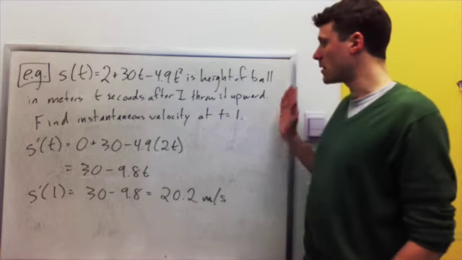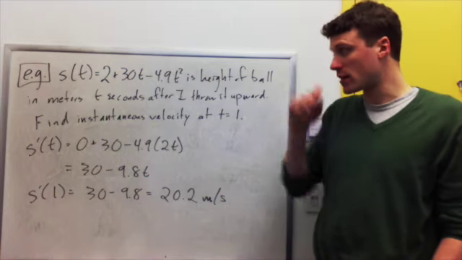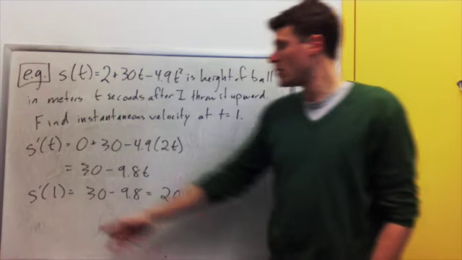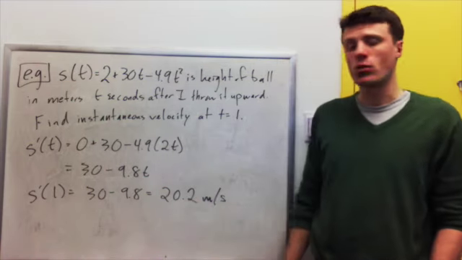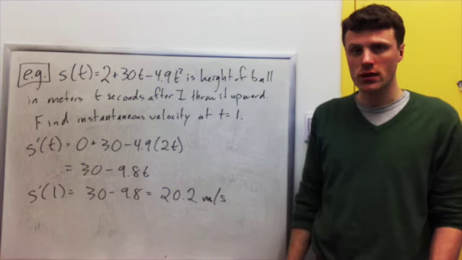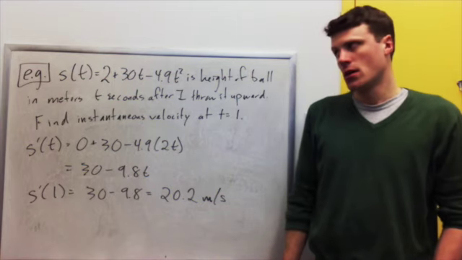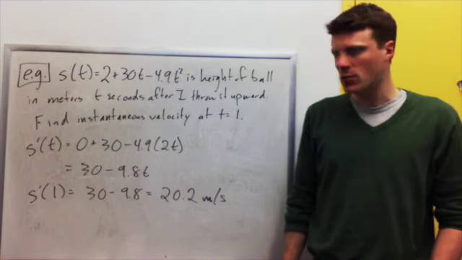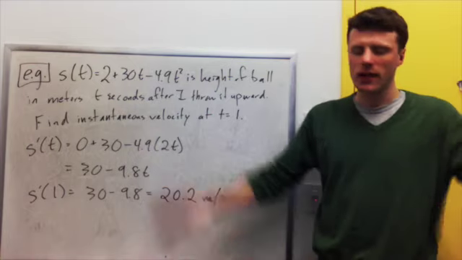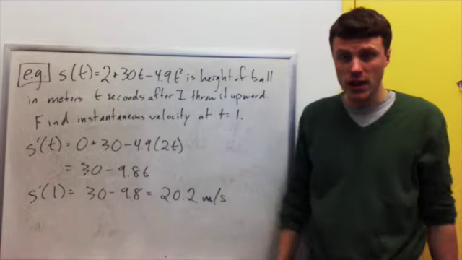Finally, I just plug in t equal to 1, because that's when I'm looking for the velocity. When I plug it in, I get 30 minus 9.8, which is 20.2 meters per second. This is so much easier than what we've been doing. Great. I'm glad that we have these rules of differentiation, finally.